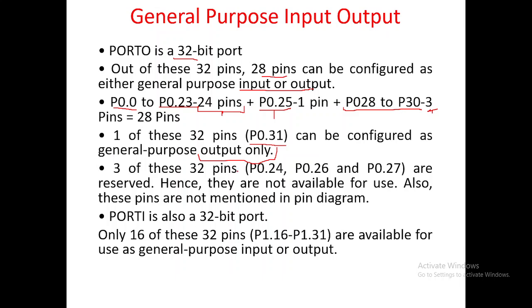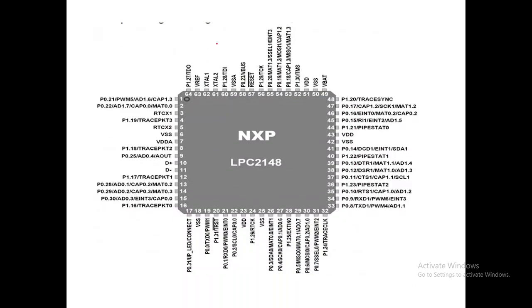So out of these 32 pins, pin numbers 24, 26 and 27 are reserved pins. Hence they are not available for use. Also these pins are not mentioned in the pin diagram of the 2148. Then port 1 also has 32 bits, but only 16 out of these 32 pins, that is pin number 16 of port 1 to pin number 31 of port 1, are available for general purpose input and output.